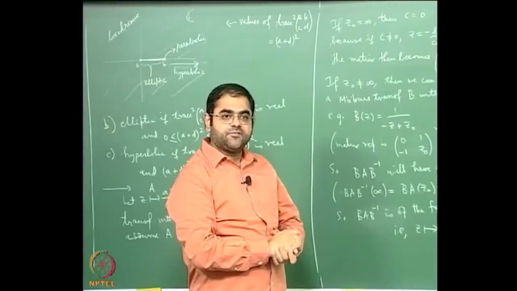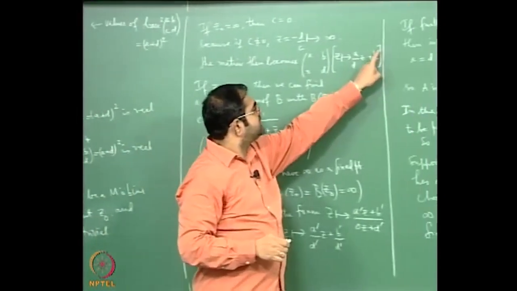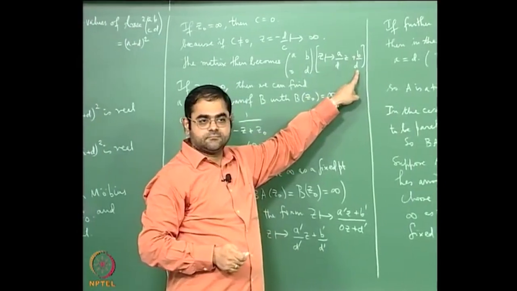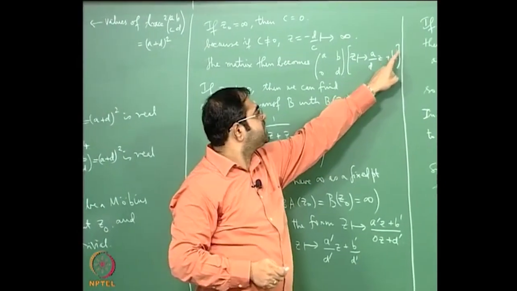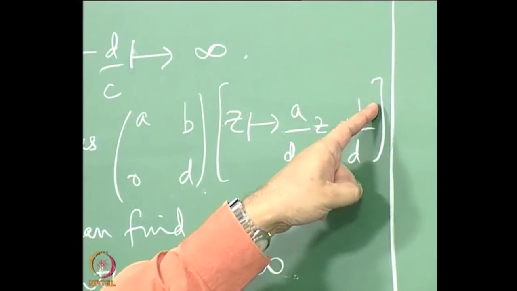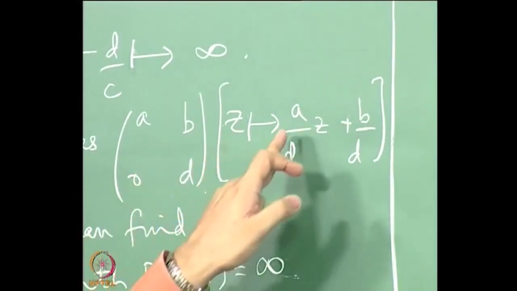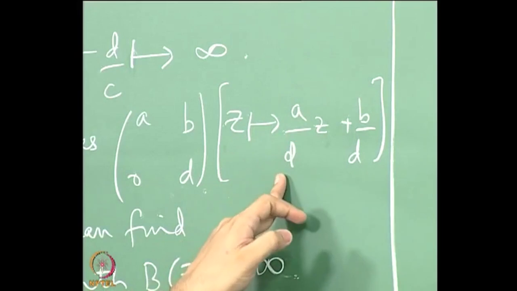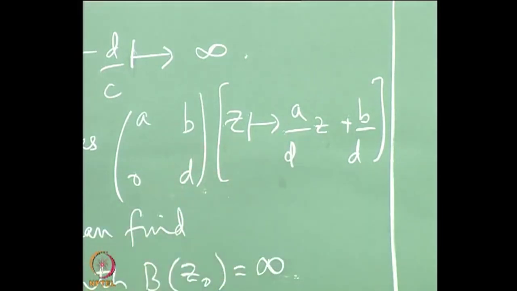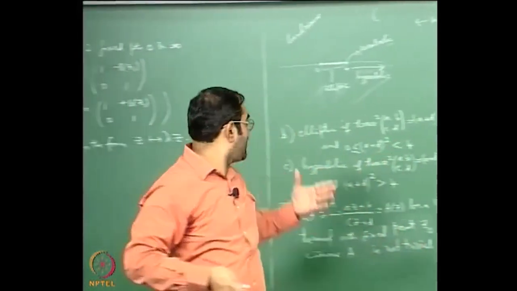And now if I say that 0 is also a fixed point, this constant term cannot come, because 0 has to go to 0. That means B has to be 0. Okay, and if B is 0, then it is just going to be Z into some complex number. Okay, and that complex number I'm calling lambda.